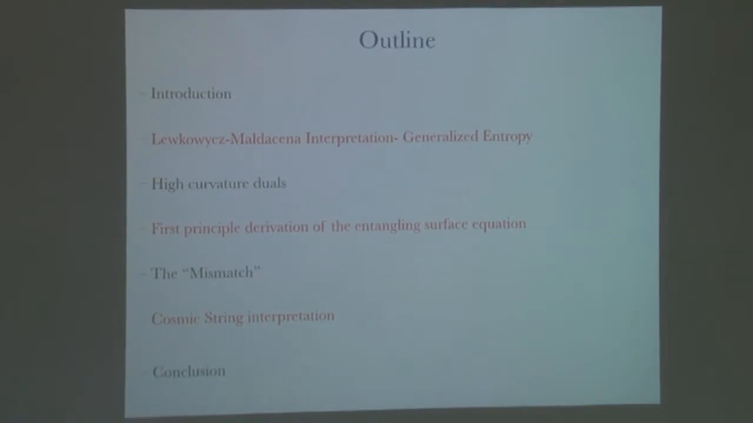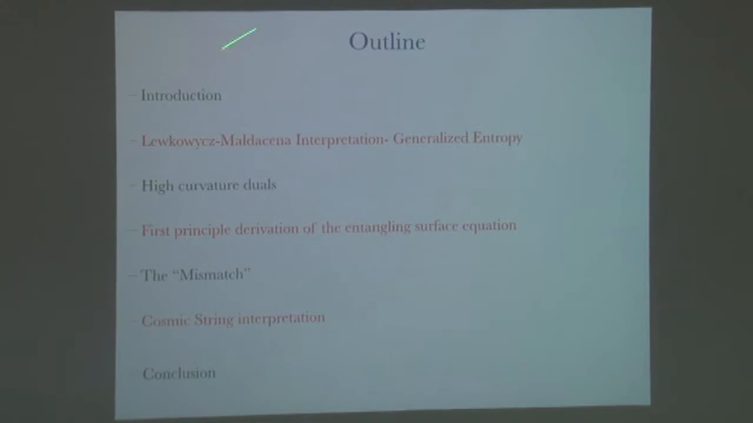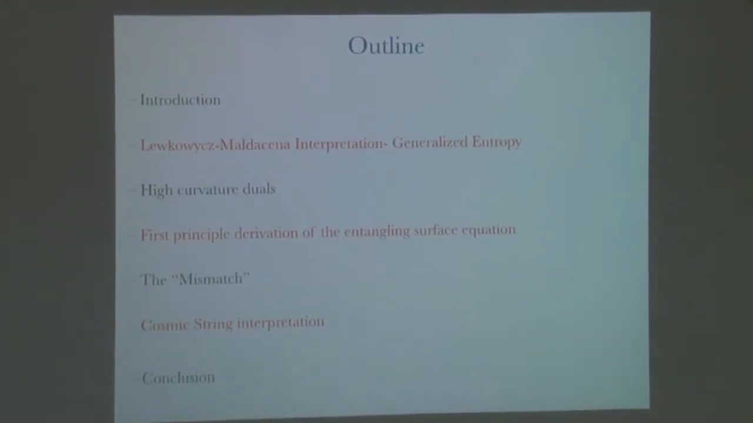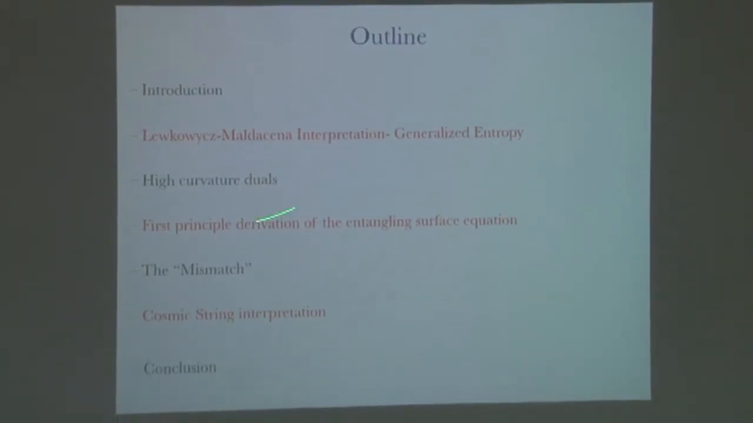This is more or less the outline. I will briefly go through the holographic entanglement entropy proposal, which was already beautifully introduced by Professor Myers in the Chandrasekhar lectures. Then I will go straight to the Lewkowycz-Maldacena interpretation, the so-called generalized gravitational entropy method. One can think of it as a first principle derivation of this holographic proposal, and this method gives us a way to derive the entangling surface equation.